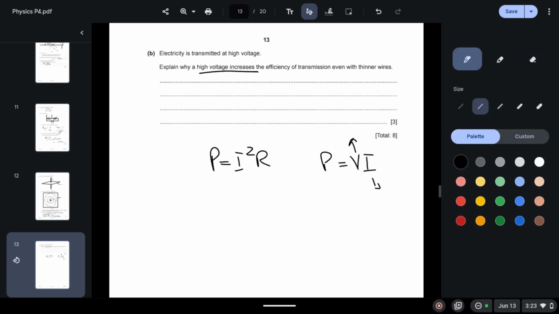So you can write this, you can state the formula of power loss.